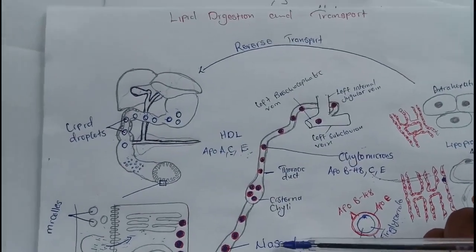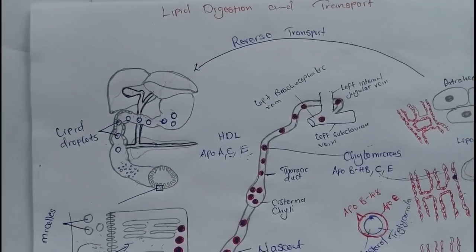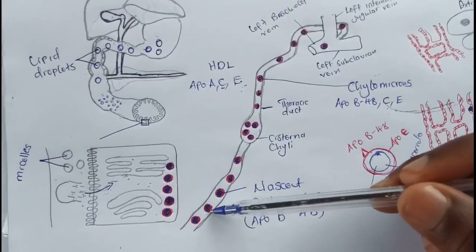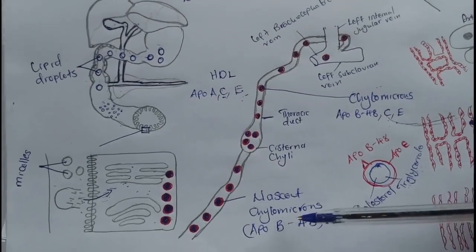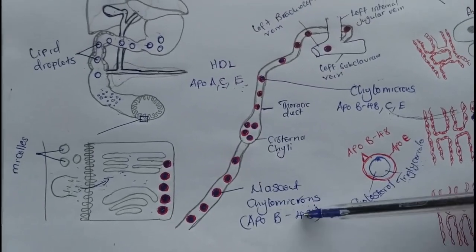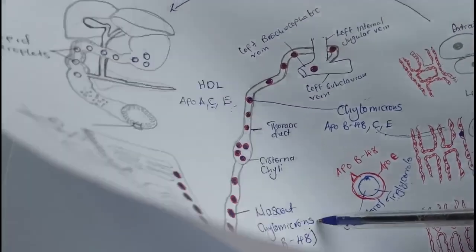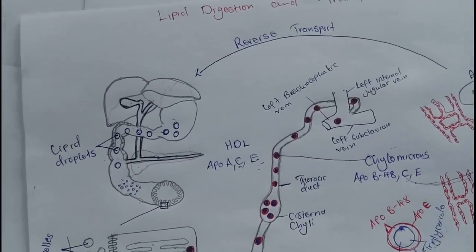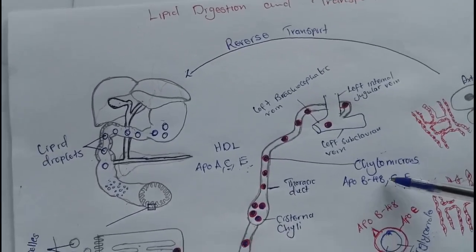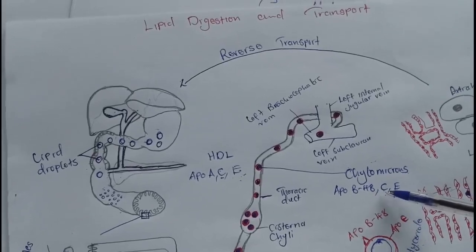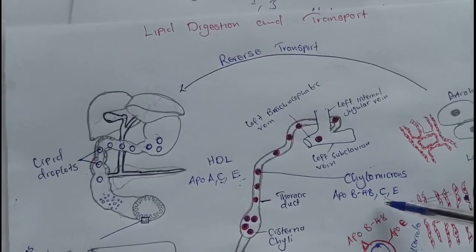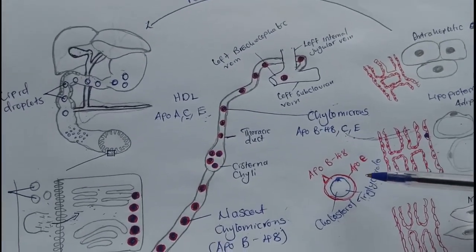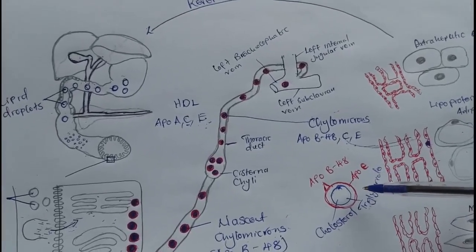Let's run through the types of apoproteins that are found on each lipoprotein. Remember that the first type of chylomicron was the immature type, the nascent chylomicron. It only contains ApoB48 apoprotein. The next type is the mature chylomicron, which contains ApoB48, ApoC and ApoE. And then what's the next type? The remnant. The remnants only contain ApoB48 and ApoE. That is what the chylomicron remnants contain.